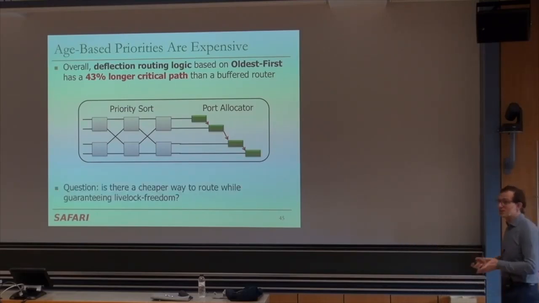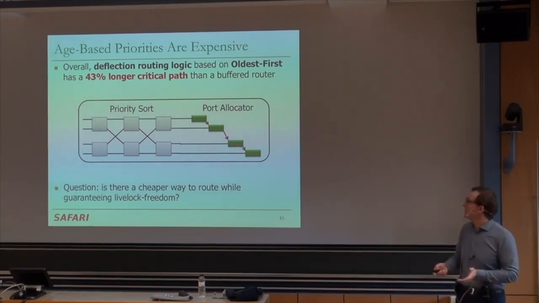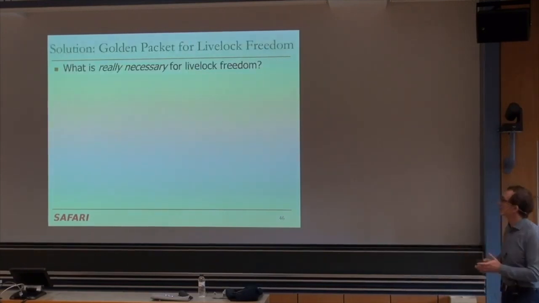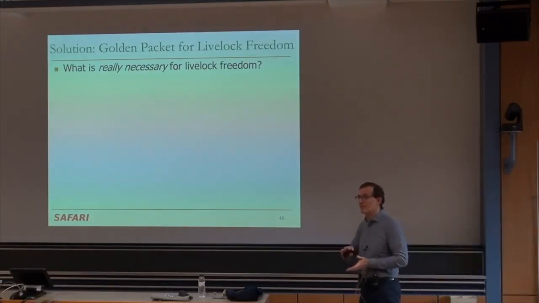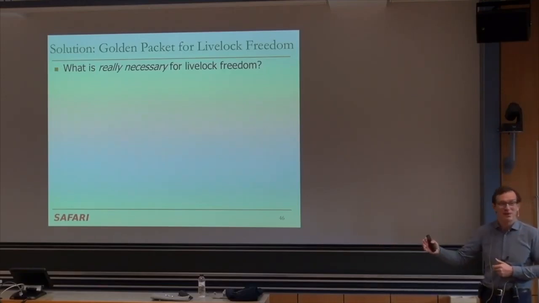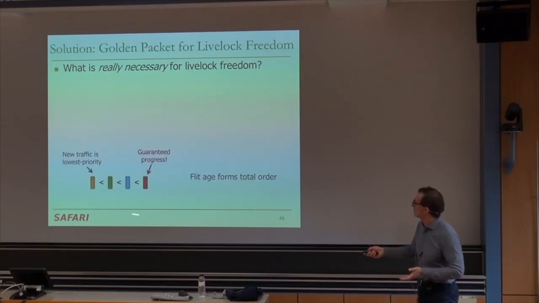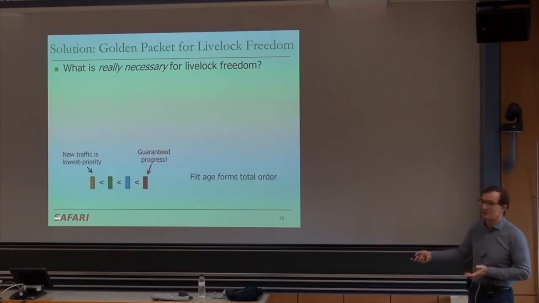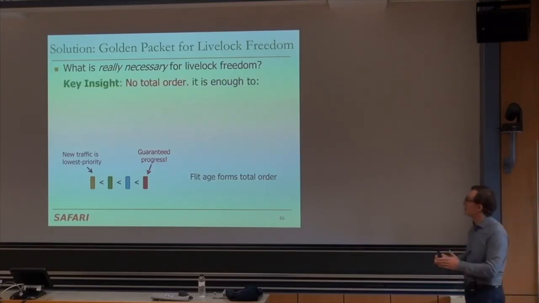The question is, is there a cheaper way to route while guaranteeing live-lock freedom? And the answer is yes. The first question is, what is really necessary for live-lock freedom, right? Do you really need all of that total order across all of the packets that you see in the network? And the answer is no, you don't need that total order. If you look at what we've done before, all age-based priorities lead to total order. And there's no need for total order if you care about live-lock freedom at low cost.